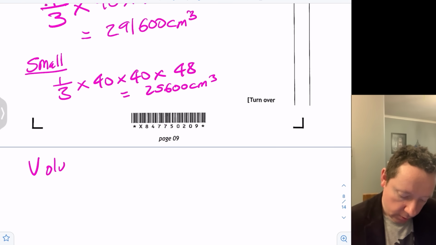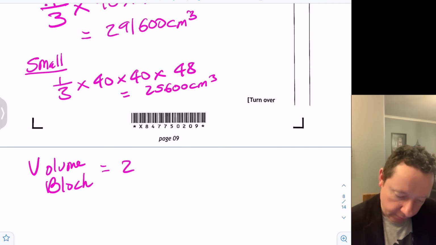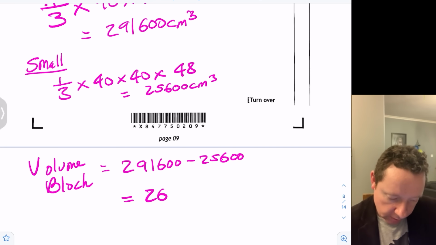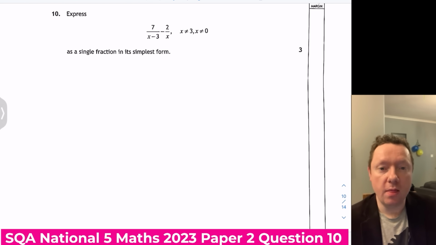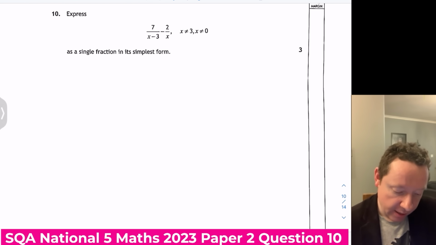Volume of the block is just a takeaway. 291,600 minus 25,600, 266,000 centimeters cubed.